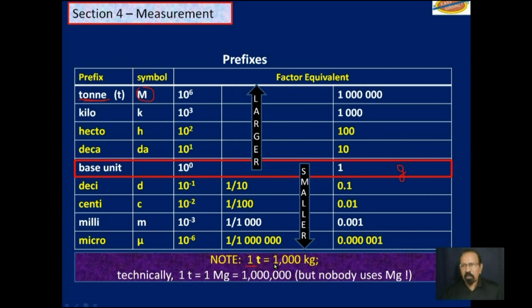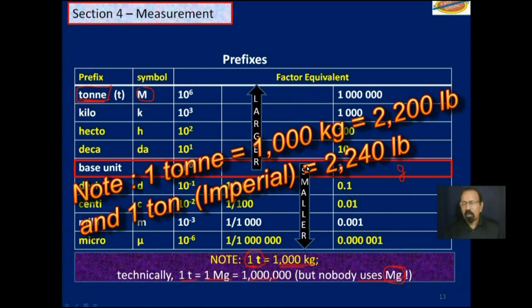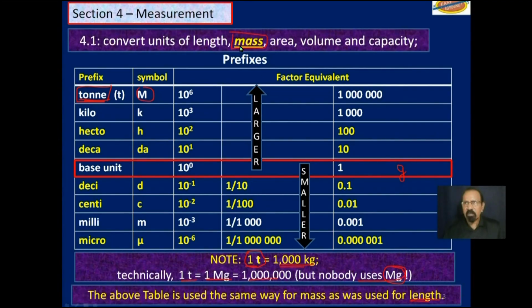So note that 1 ton is equal to 1,000 kilograms. So technically, 1 ton is equal to 1 megagram, which is 1 million grams, but nobody uses megagram. Instead, we just use ton. That is T-O-N-N-E, not the old time ton under the British system. The above table is used the same way for mass as was used for length in the previous video. So let's concentrate on mass for the next few examples.